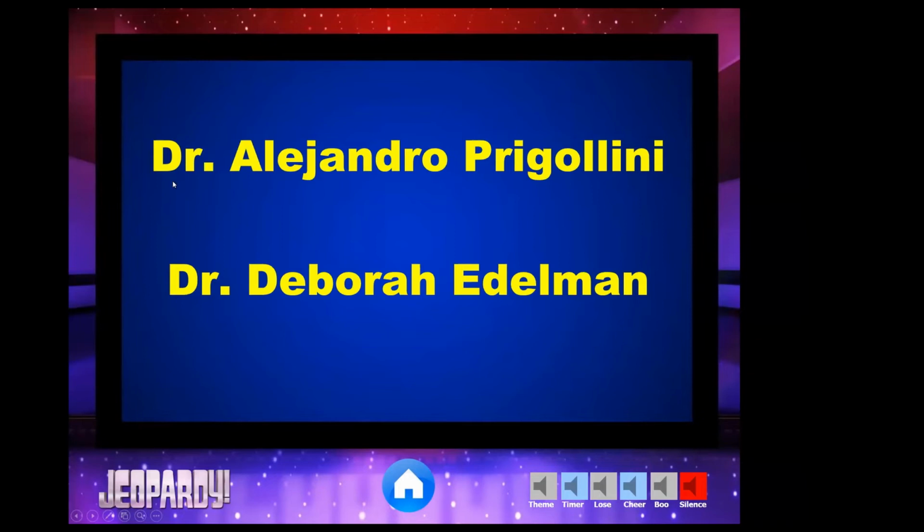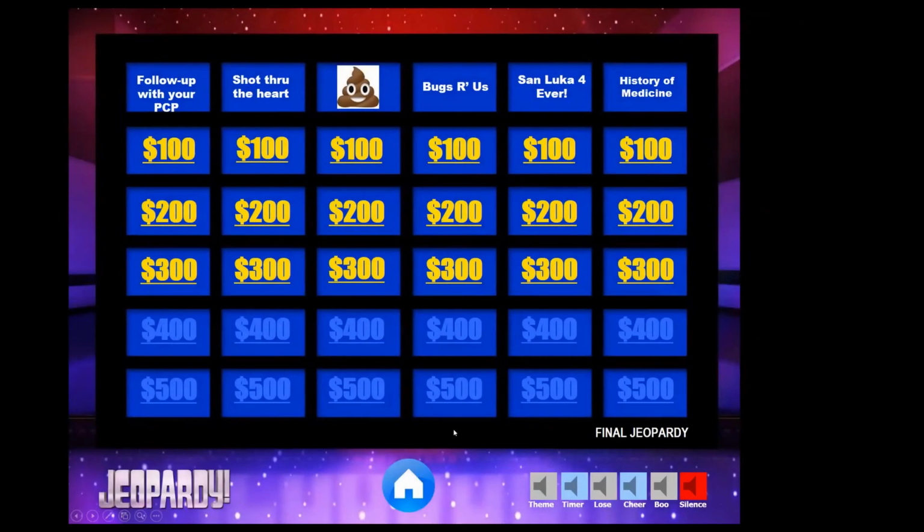So don't get fooled by things. Dr. Prigolini was a chief here, and Dr. Edelman did not complete his residency here. He just did his fellowship. All right, that was 400. So you guys get 200 for Dr. Edelman. Next is team 2.